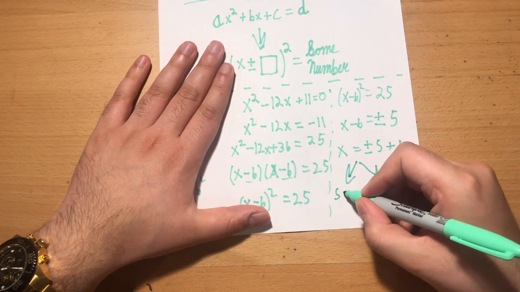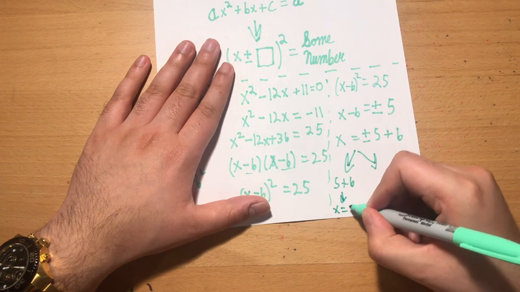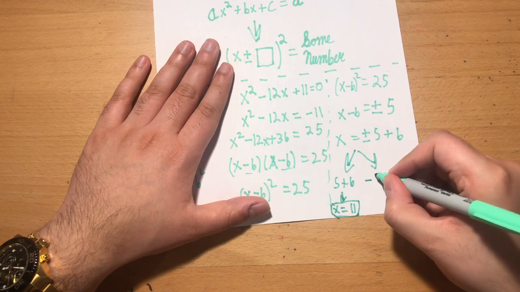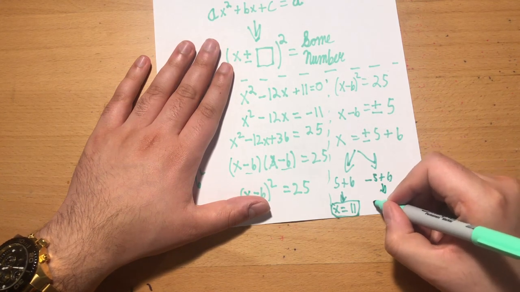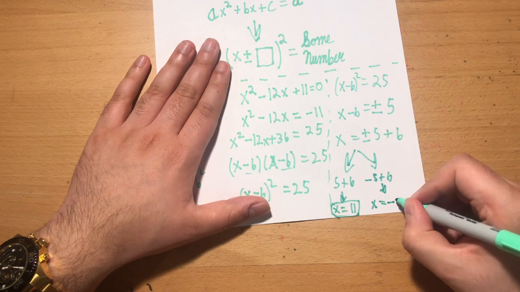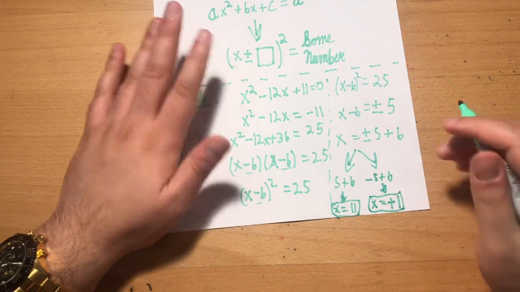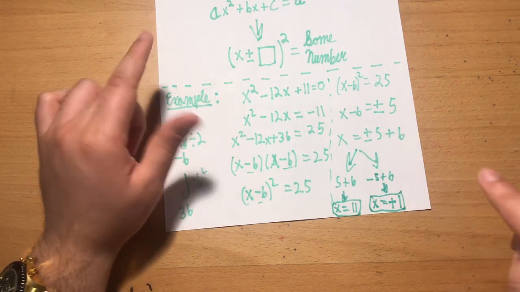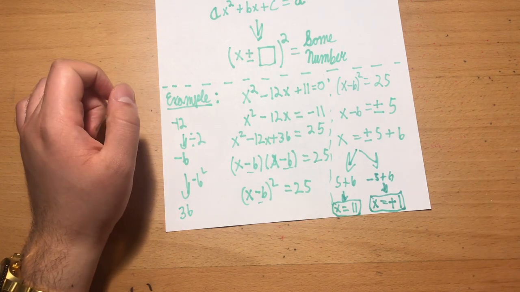So what's positive 5 plus 6? Well, that just becomes x equals 11. And what is negative 5 plus 6? Well, that becomes x equals positive 1. So we end up with two answers, x equals 11 and x equals positive 1. So positive 11 and positive 1.